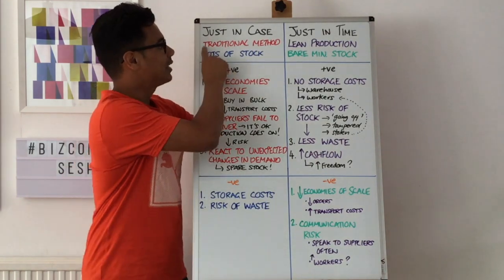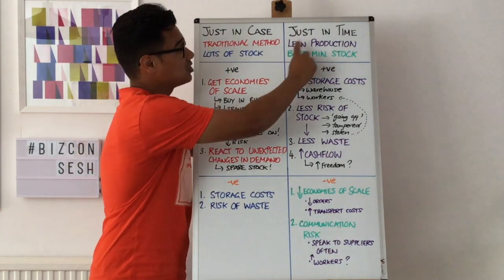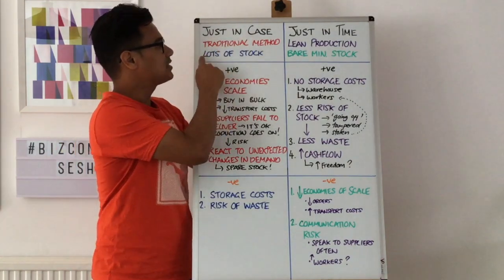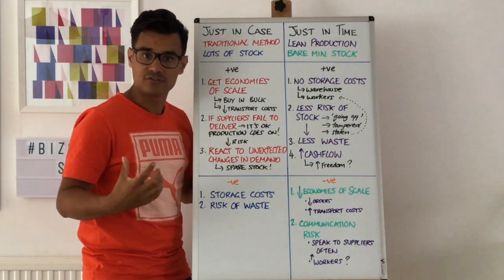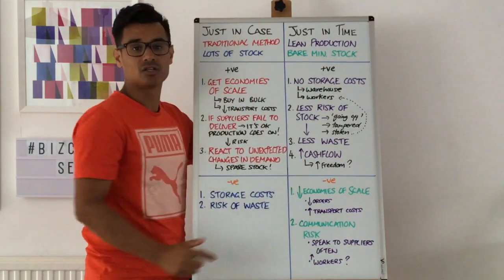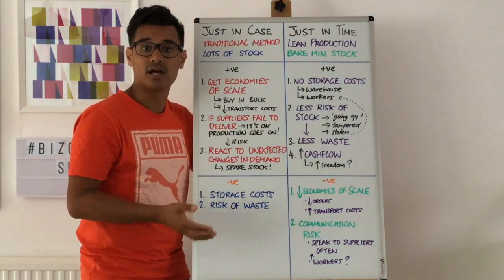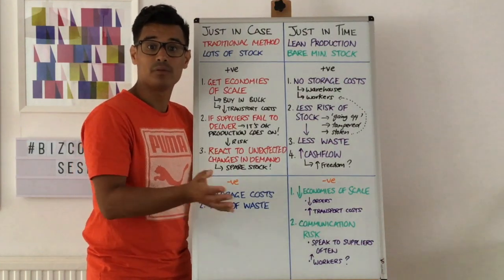So just in case, it's the traditional method that businesses use, as opposed to just in time, which is about the lean production philosophy. Just in case, it's about having lots of stock. You've always got lots of stock, so you feel safe and secure in that. Versus just in time, where each day or each week, the bare minimum stock is held, just enough to make what you expect to produce in that period.